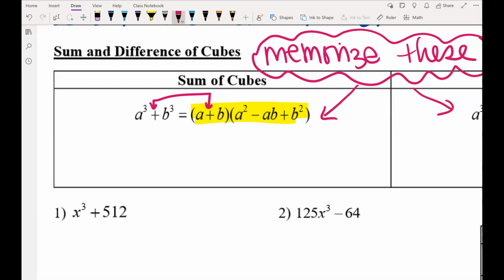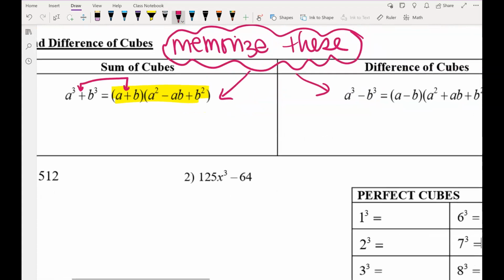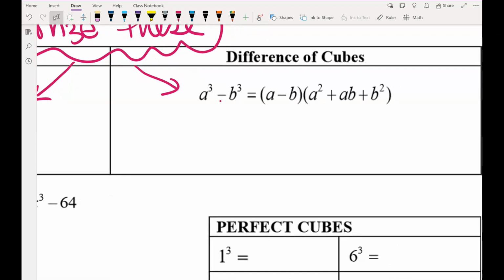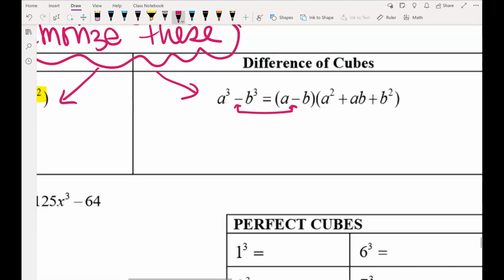Okay? Now over here, we have difference of 2 cubes. If it's a cubed minus b cubed, students, then guess what? We start out with what right away? If it's an a cubed minus b cubed, your first factor would have a what? A minus. So a minus b times the quantity of a squared plus ab plus b squared.